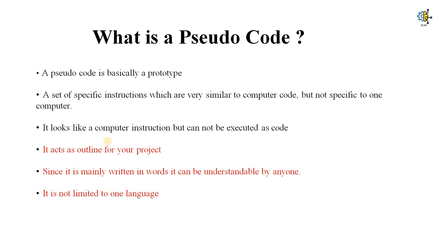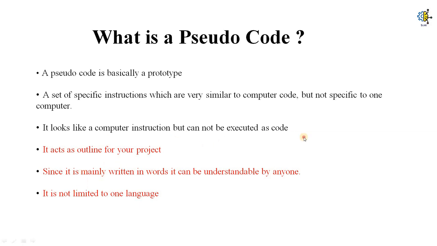Since it is mainly written in words, it can be understood by anyone, whether they are from any country or speaking any kind of language. It is not limited to one language. It means you can write pseudocode for some program, say adding two numbers, and use it for coding in any language like C, Java, Python, SQL and many more.